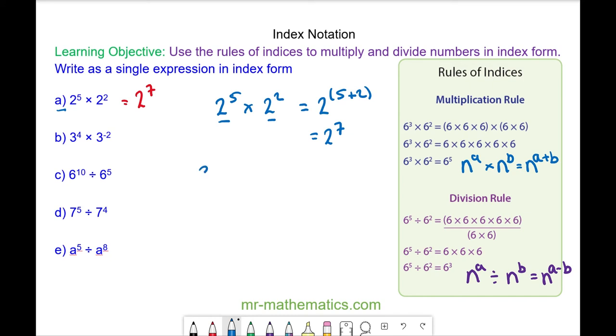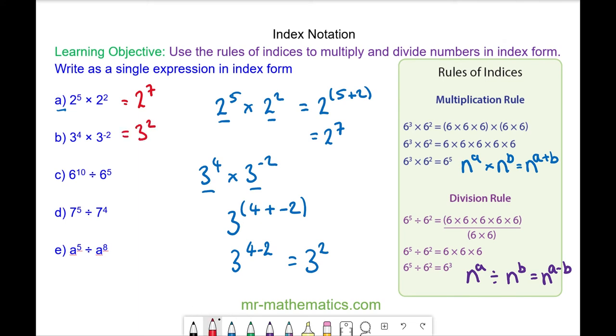Okay, so 3 to the power of 4 multiplied by 3 to the power of negative 2. The bases are the same, so it is 3 to the power of 4 add negative 2. 4 add negative 2 becomes 4 take away 2, which is 3 squared.